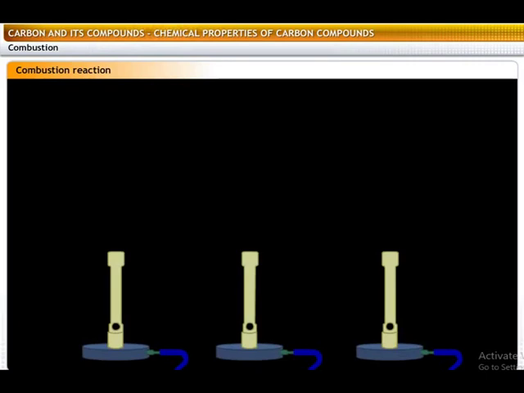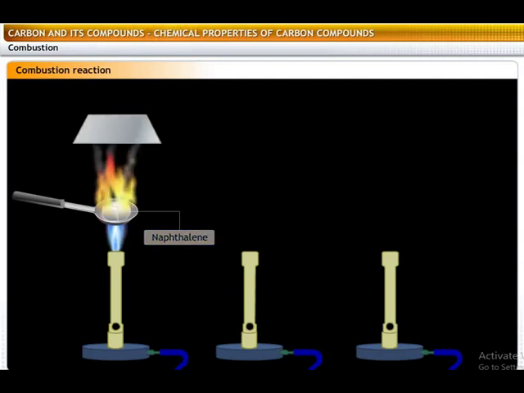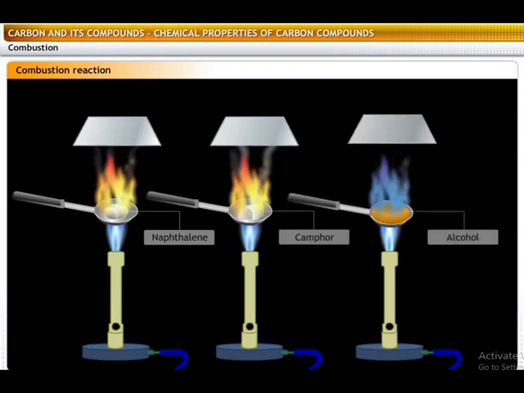Aliphatic compounds on combustion produce a non-sooty flame, and aromatic compounds on combustion produce a sooty flame. Let's try to prove this through an experiment. Take a small amount of naphthalene on a spatula and burn it. While burning, place a metal plate above the flame. Repeat this process using small quantities of camphor and alcohol. You will find that naphthalene and camphor burn with a yellow flame and give out soot, while alcohol burns with a blue flame and does not give out soot.